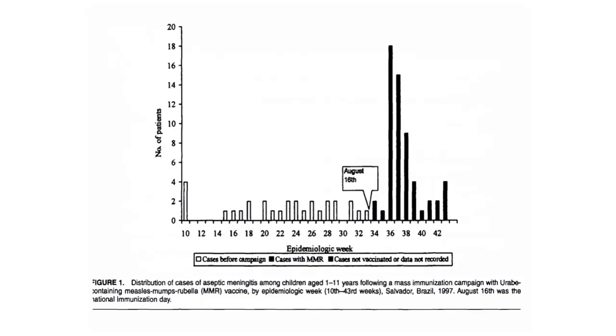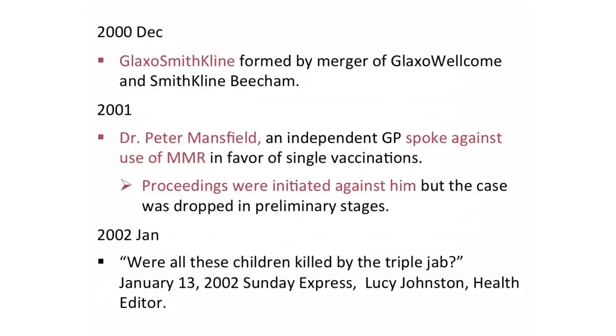The entire target population was vaccinated in a short span of time, and you can see the dramatic rise in meningitis cases. In Britain, an independent general practitioner spoke against the use of the MMR in favor of single vaccinations, and legal proceedings were initiated against him, but the case was dropped. More bad press appears about the MMR. Were all these children killed by the triple jab?